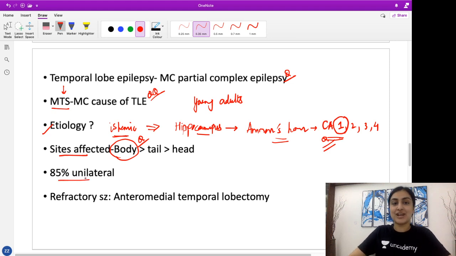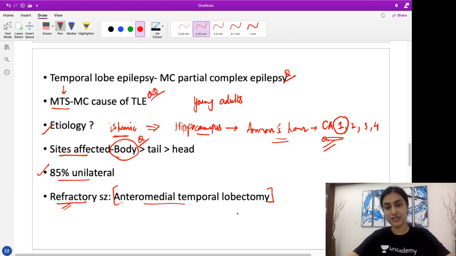Now, what about the laterality? Remember, 85% of the cases of MTS will be unilateral. Majority of the cases are unilateral. And coming to the treatment, a lot of times these cases are refractory to anti-epileptics, and those patients respond very, very well to the surgery, which is anteromedial temporal lobectomy. So remember, the treatment for refractory seizures would be surgery, and the patients respond very well. The treatment of choice for surgery would be anteromedial temporal lobectomy.